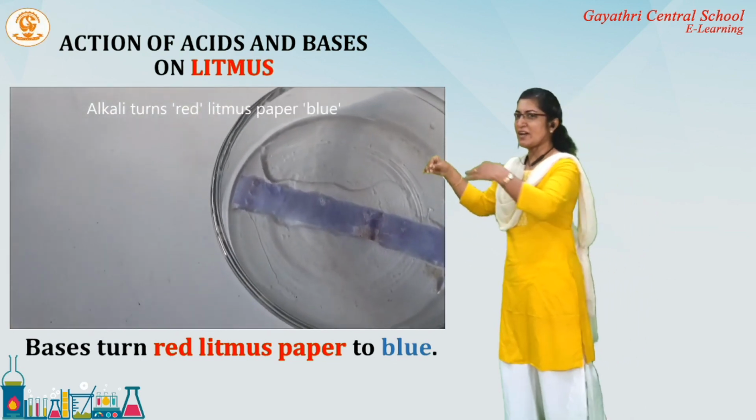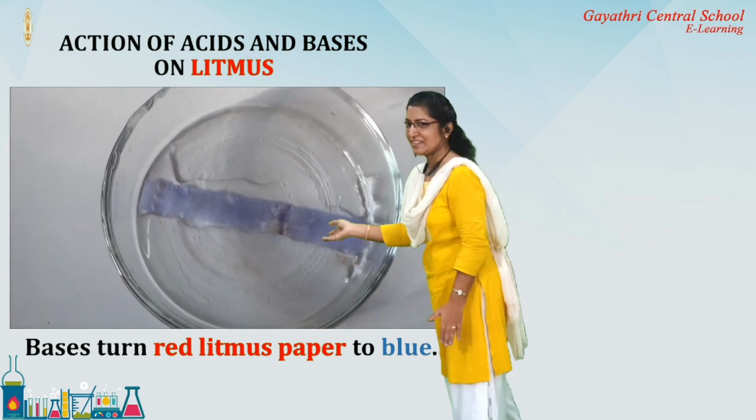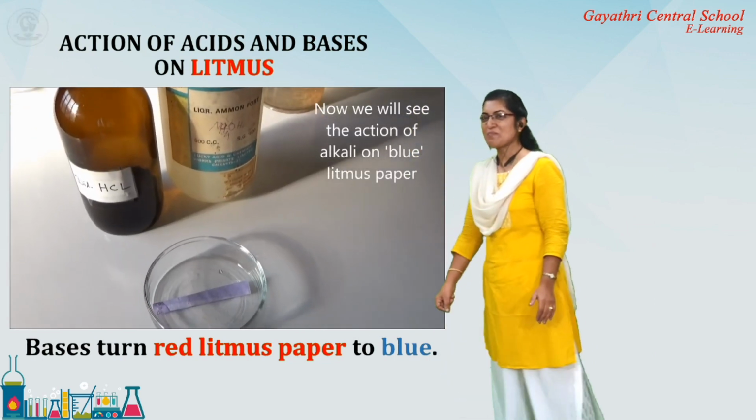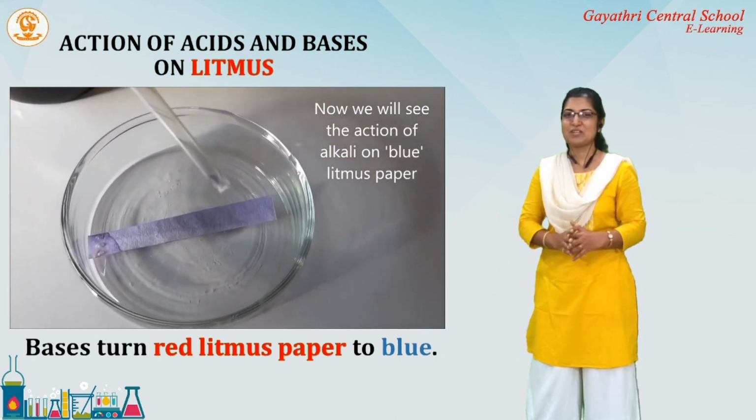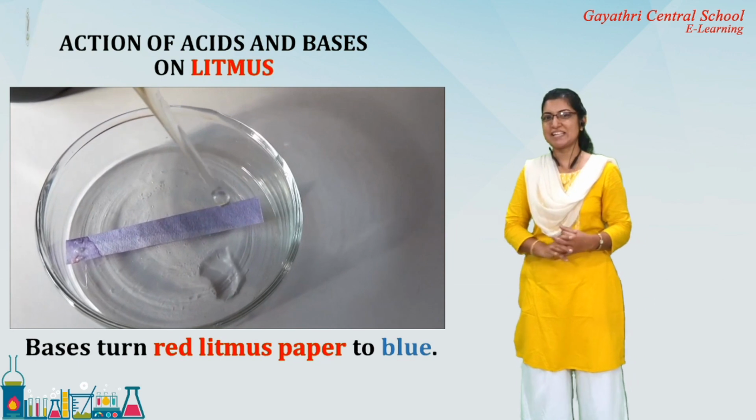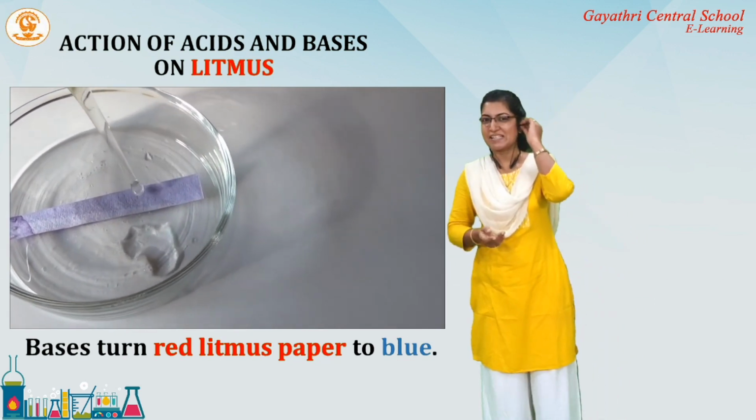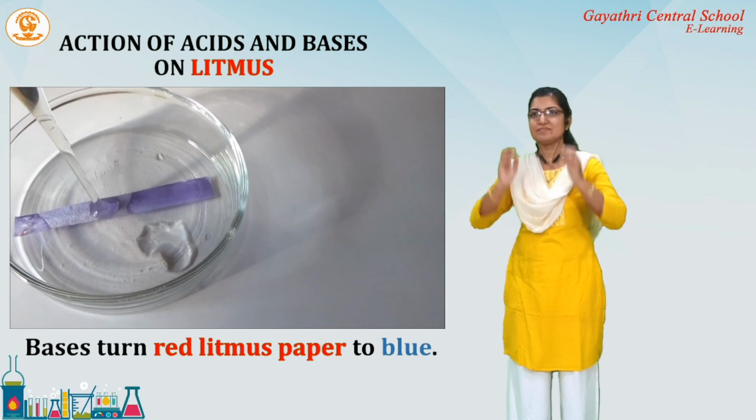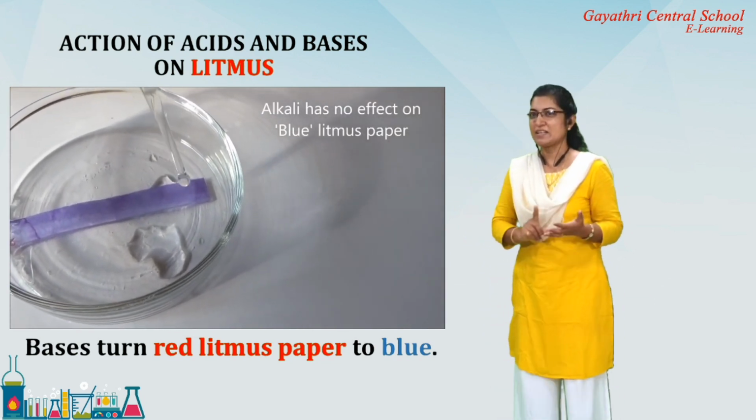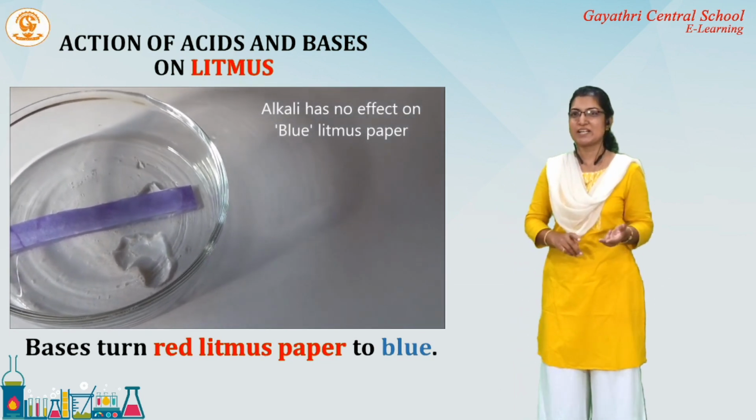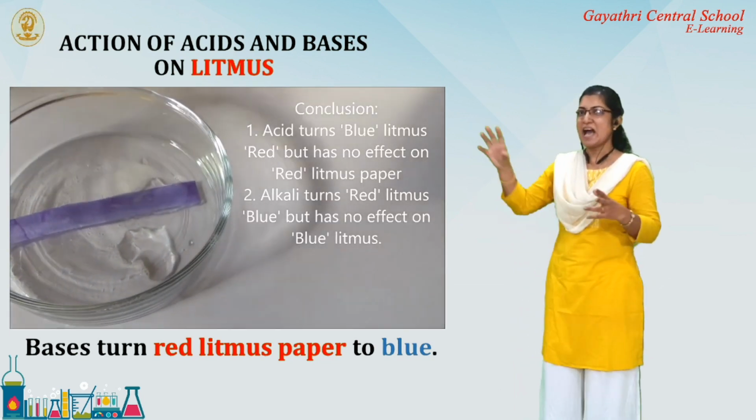Now if the base is put on blue litmus paper itself, will you see any color change? No color change will be observed. So for testing bases, which litmus is used? Red litmus is used for testing bases, and blue litmus is used for testing acids. So that is how the color changes. Acids turn blue litmus to red, and bases turn red litmus into blue.